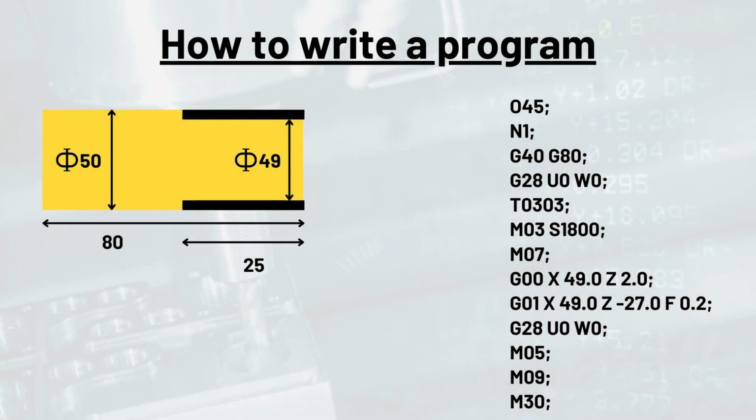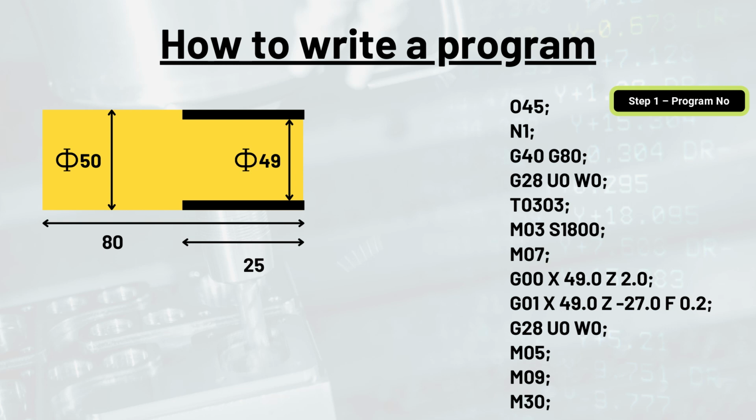In this lecture, we will learn about the simplest and precise way of writing a CNC program. The very first step in writing a program is the program number, which generally starts with letter O. Let's say we have to write 45th number of program, then we will write O45. This program number can go up to 4 digits, that is from 0 to 9999.